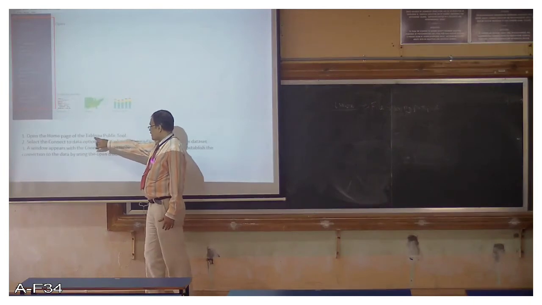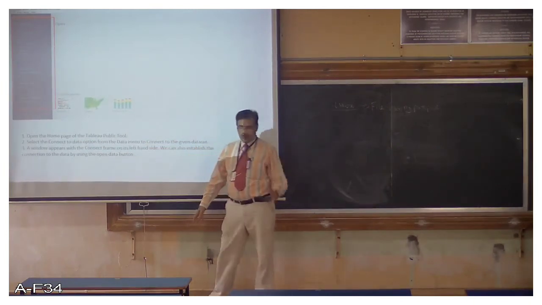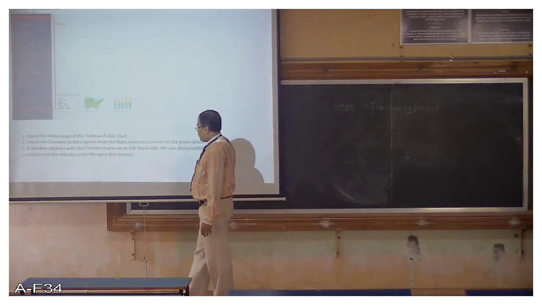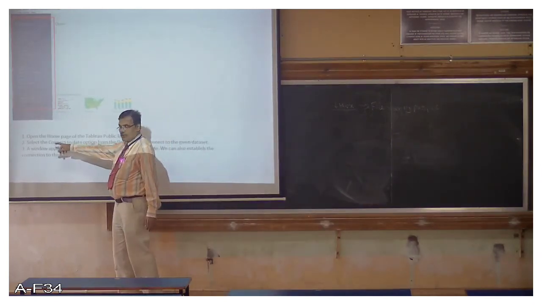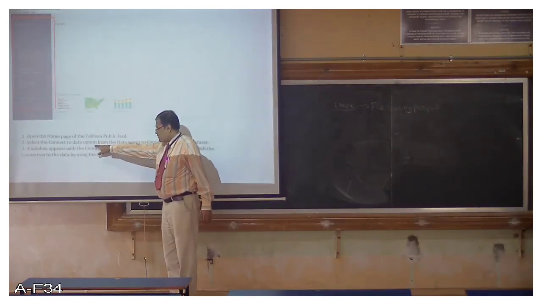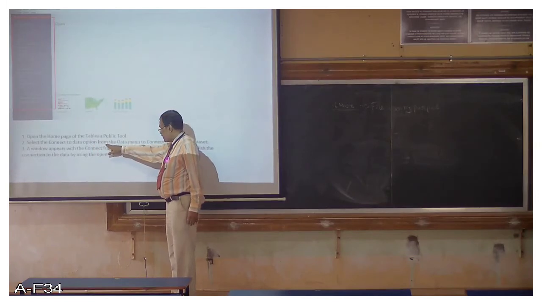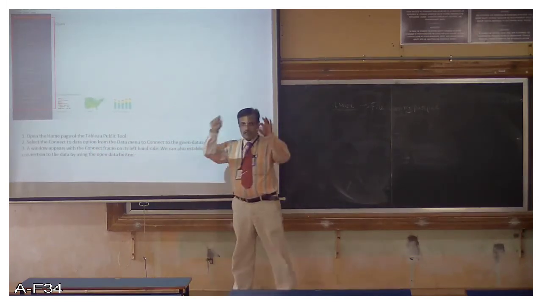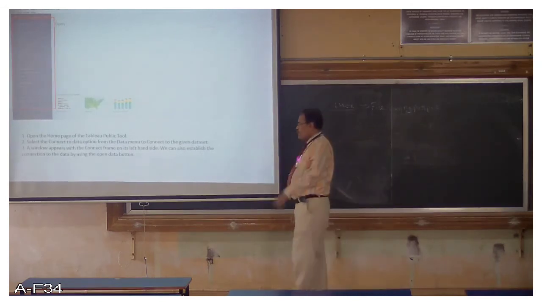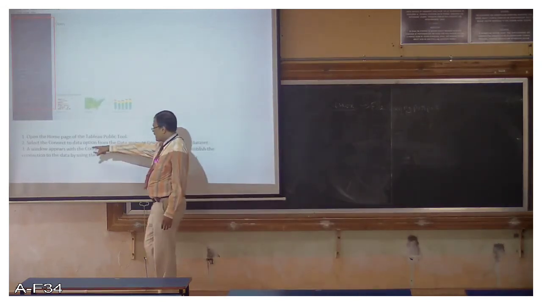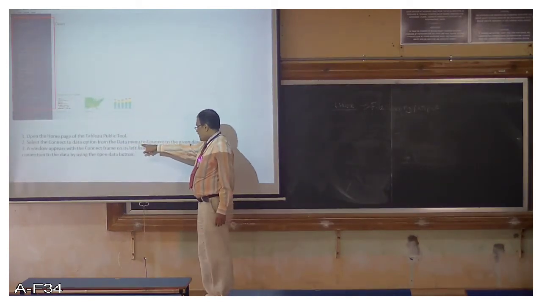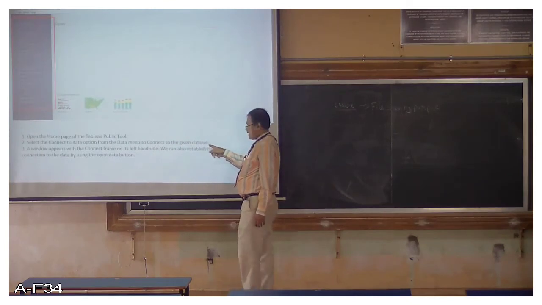Open the home page of the Tableau Public tool. After installation, you need to open Tableau Public, which means you need to start it. Select the connect to data option from the data menu. On the top of the Tableau desktop, you will find the data menu. From that data menu, you need to select the connect to data option to connect the given data set.